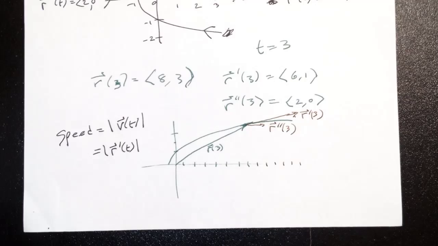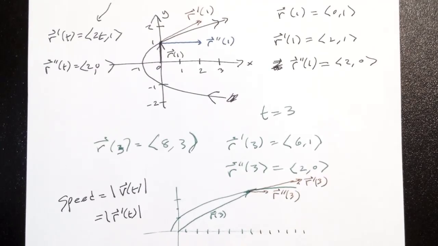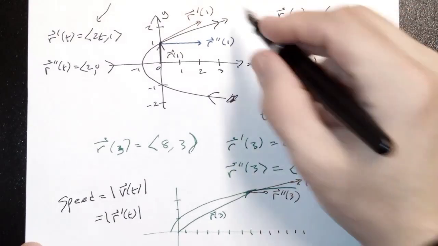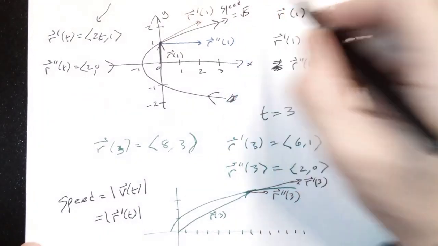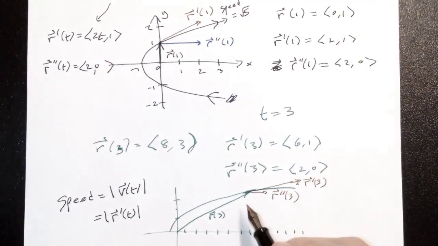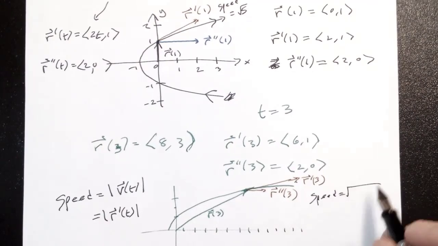So if you want the speed, all you have to do is take the length of the corresponding velocity vector. So in our previous example, back up here, my speed would be the square root of, let's see, r prime is 2, 1. So 2 squared is 4, plus 1, square root of 5, right? So up here, speed is the square root of 5. And down here, speed is the square root of 36 and 1, 37.